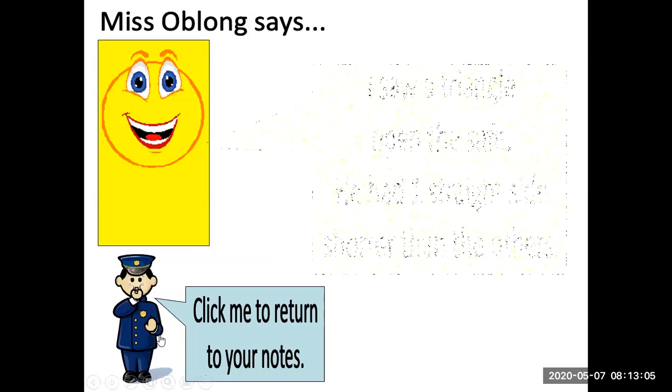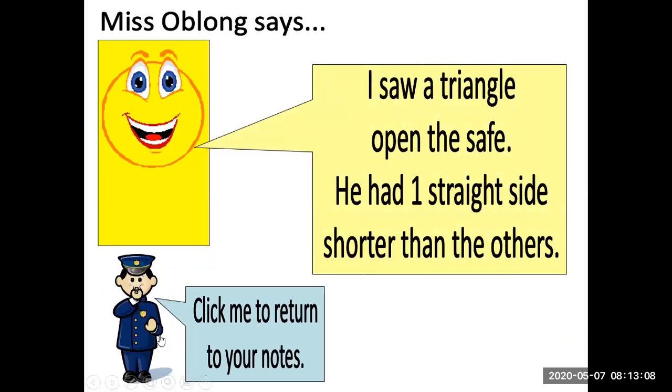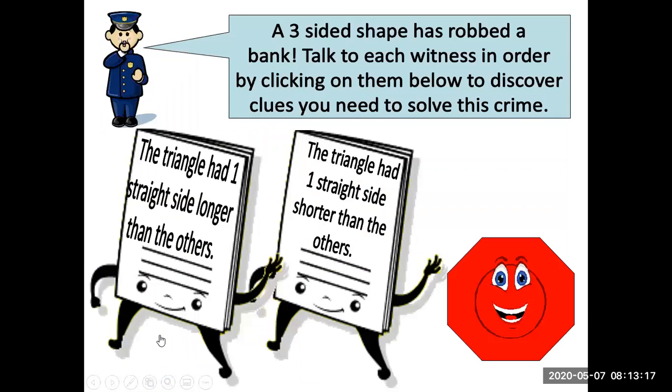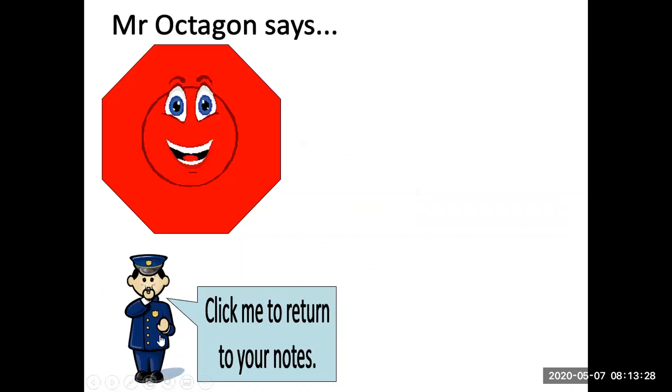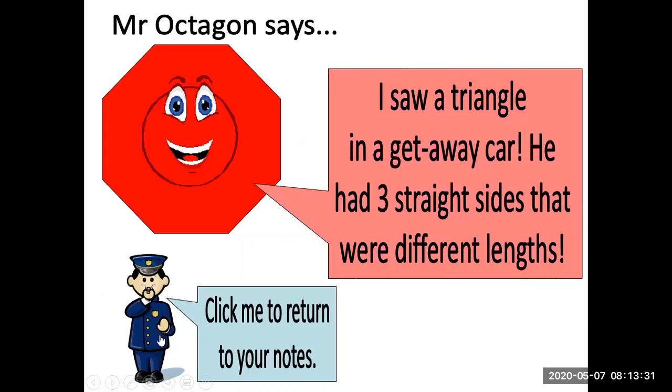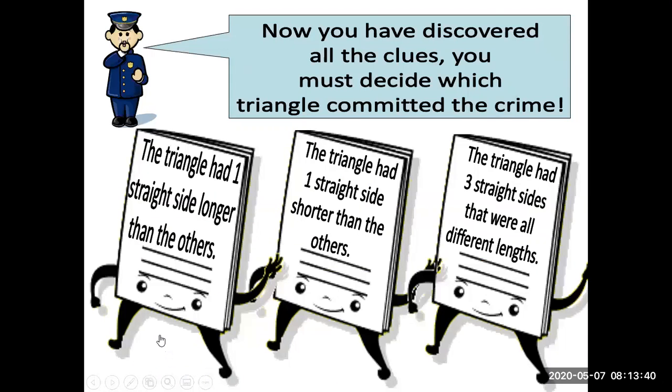Miss Oblong says, I saw a triangle open the safe. He had one straight side shorter than the others. Miss Oblong says the triangle had one straight side shorter than the others. Mr. Octagon says, I saw a triangle in a getaway car. It had three straight sides that were different lengths. Now you have all the clues. You must decide which triangle committed the crime.